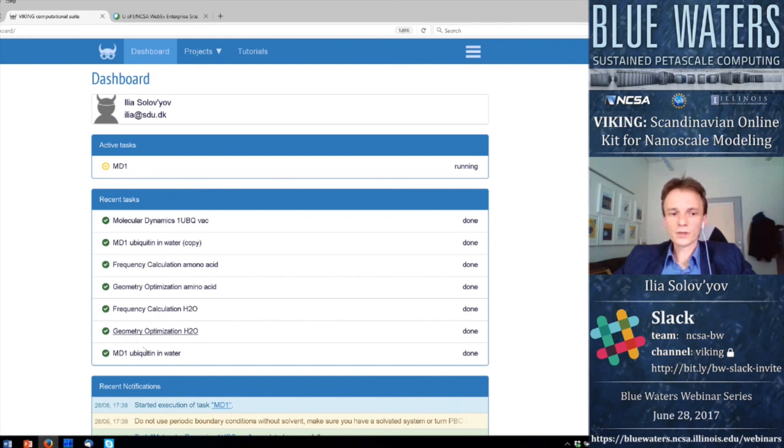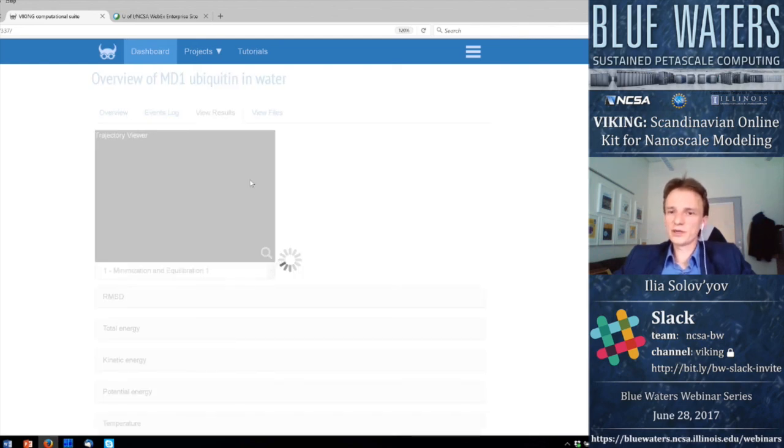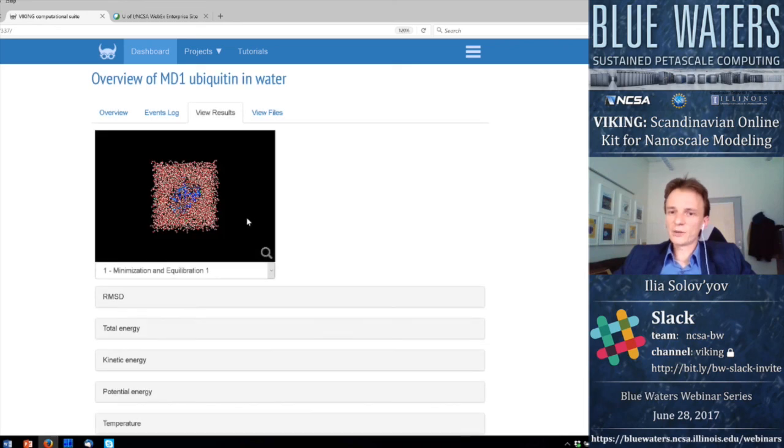I can then go to the next page, and here I see some tabs. In particular, interesting is the view results tab. I can select this view results tab, and this takes me to the summary page where I'm supposed to see the results of the simulation.